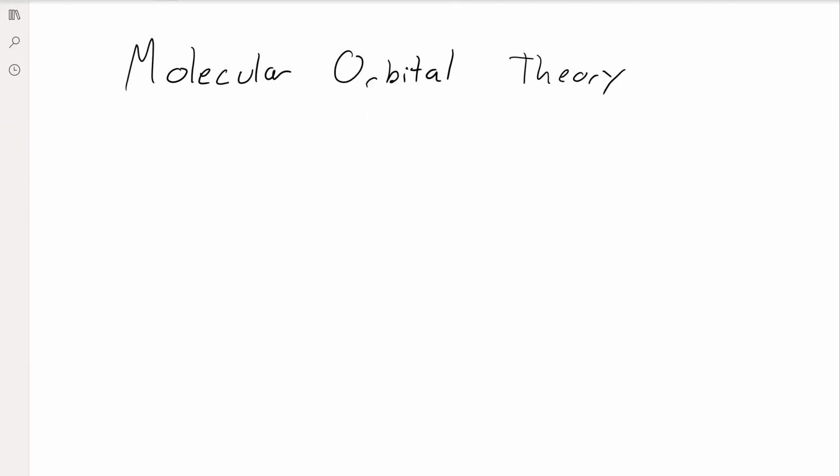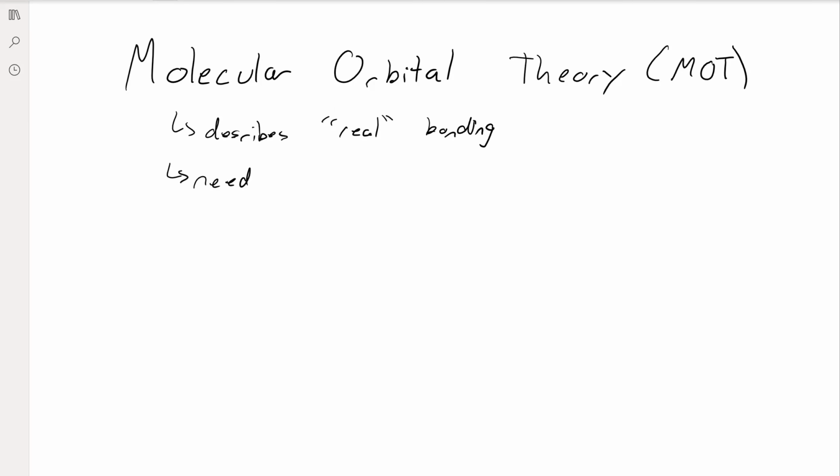All right, so our next advanced theory of bonding is known as molecular orbital theory, or MOT. This one describes quote unquote real bonding. So this is the most advanced way to do this. And really, you need some kind of supercomputer, right? Some strong computational power for all but super simple molecules.